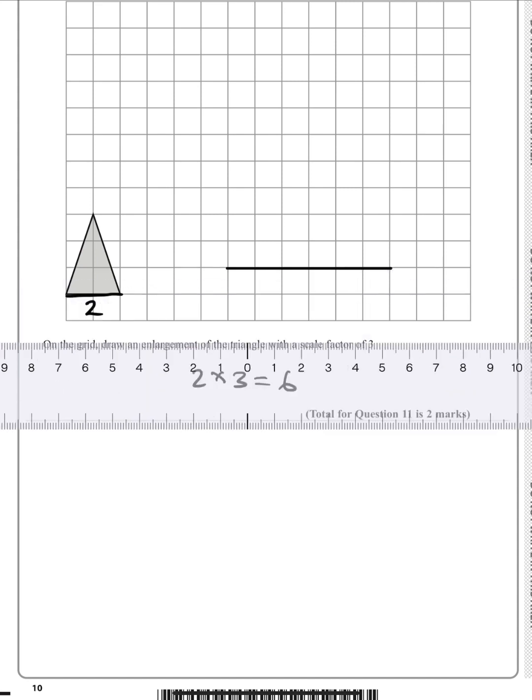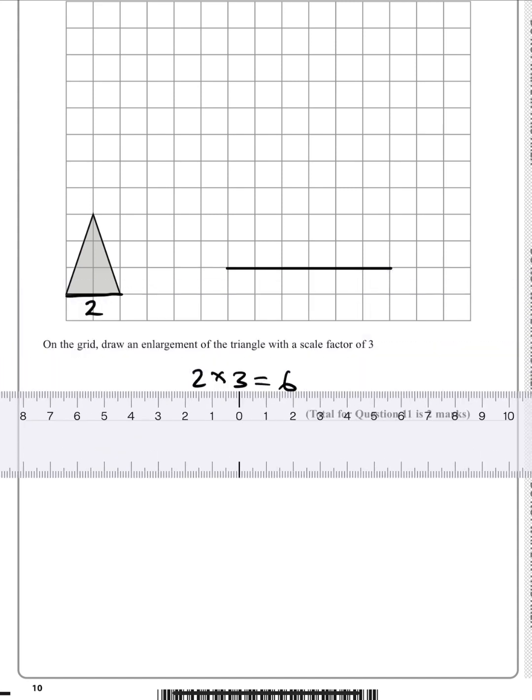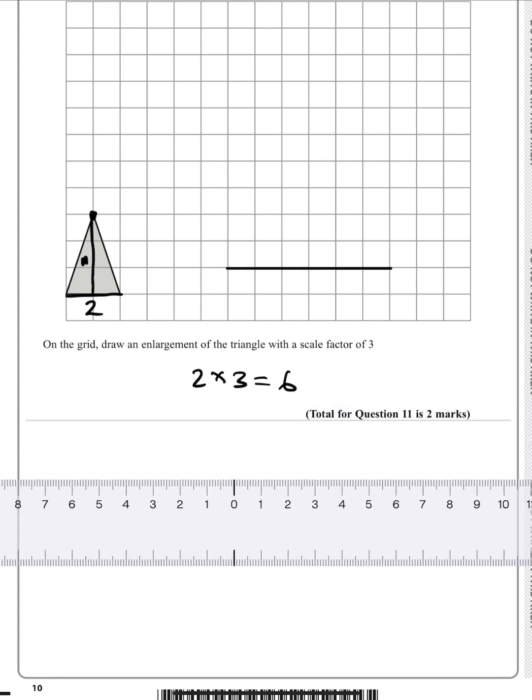I'm now going to go to the point at the top of this triangle that's given to me in the question. Okay, that's going to tell me the height, the perpendicular height of this triangle, okay? And it's actually 3 squares high. So if this triangle, the original one, is 3 squares high, then I am going to do 3 times 3 because the scale factor is 3. So I'm multiplying the height of that triangle with the scale factor and I get 9.